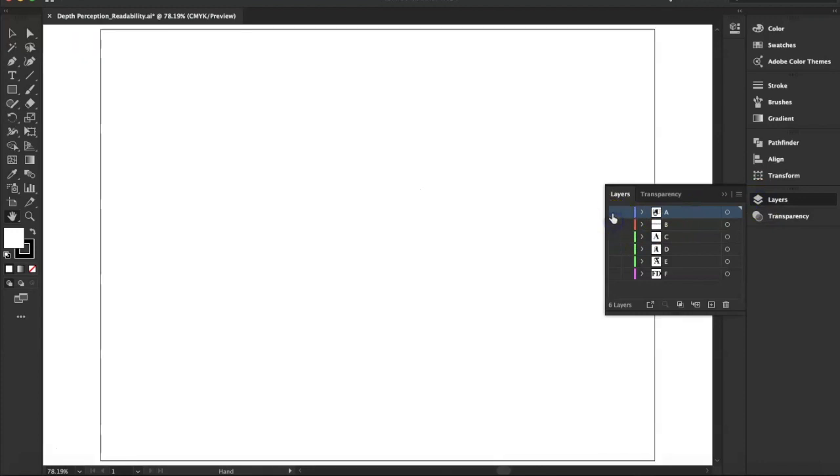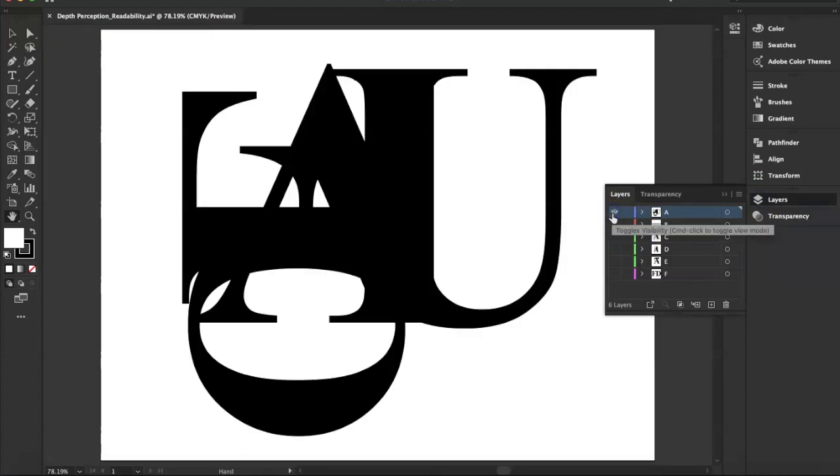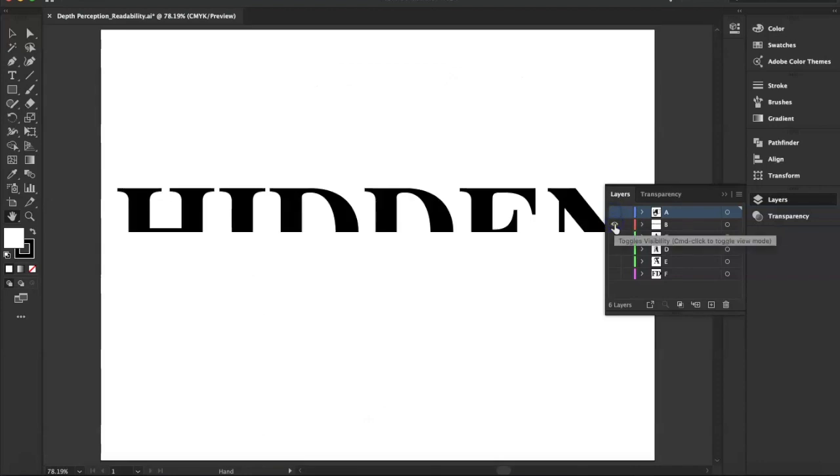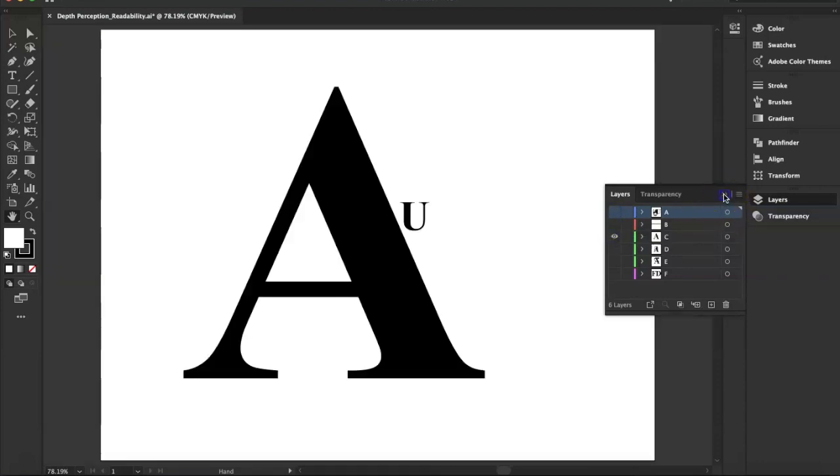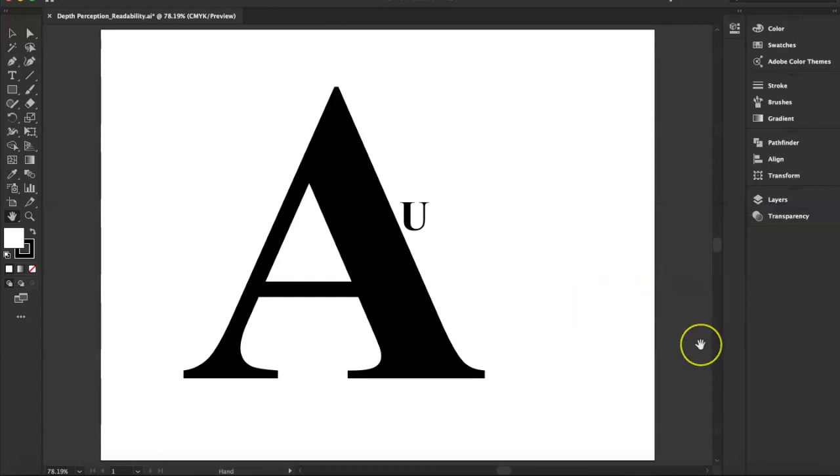All right, so again, so far, we've got overlapping letters, moving them around. Then we've got hiding or obscuring pieces of letters. Okay, now let's look at this one. The question I'm going to ask you is, of these two letters, which one is closer to you? Okay, I'll give you a second. Okay, so if you answered that the letter A is closer to you in space, you're wrong. If you answered that the letter U was closer to you in space, you're also wrong.